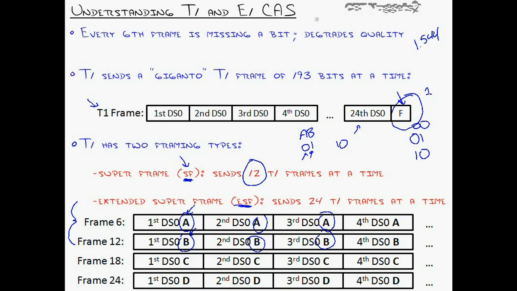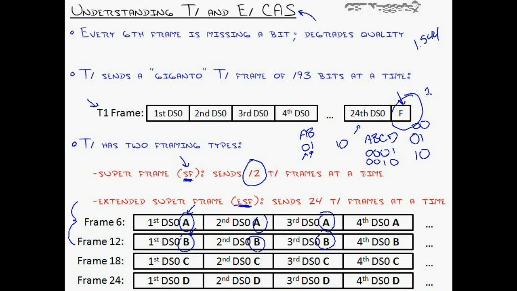CAS is a signaling type, right? CAS, or robbed bit signaling, says steal the last bit of every 6th frame. That's what CAS, or robbed bit signaling, says. Superframe and extended superframe say how many of these T1 frames we send at a time. With superframe, I only send 12 at a time. With extended superframe, I send 24 of them at a time. So I have what's known as A, B, C, D signaling bits. So for every group of frames that I send, I have 0001, 0010, all these different bits that can mean different things. I can tell you the modern world out there uses extended superframe.